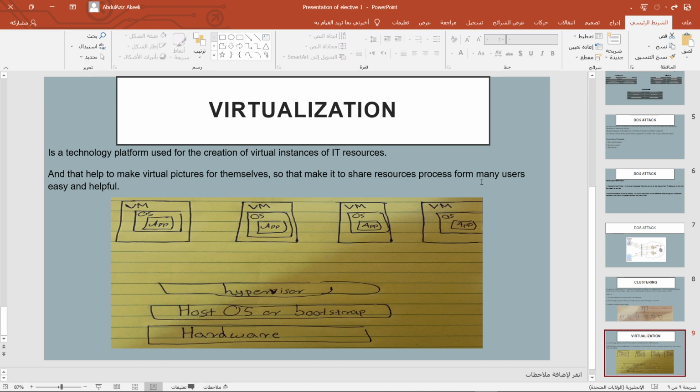It is a technology platform used for the creation of virtual instances of IT resources, and that is how we can make a virtual picture of them, which makes it easy to share resources and process requests from many users, and it is easy and helpful.